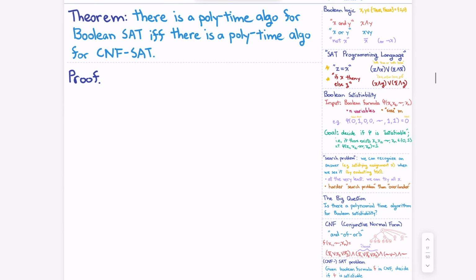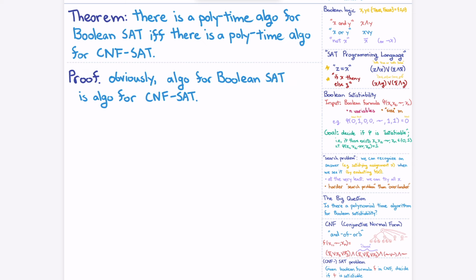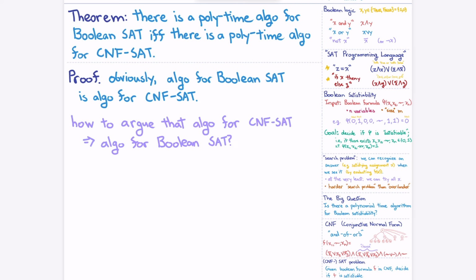All right, so let's prove this. One direction is very easy. Which direction is that? If you could do Boolean SAT, then you can definitely do CNF SAT because CNF SAT is just a special case. So the interesting direction is the opposite. You want to argue that an algorithm for CNF SAT will give you an algorithm for Boolean SAT. How do you do such an argument? How would you even set one up?